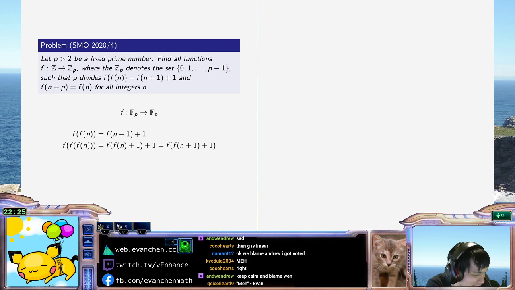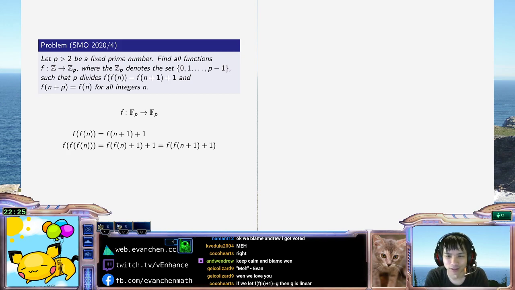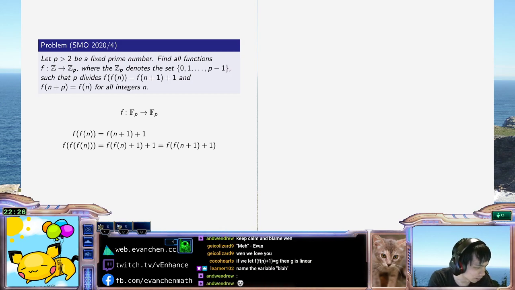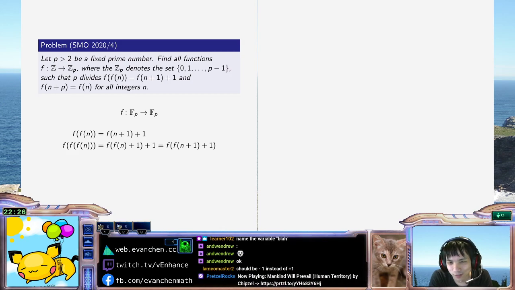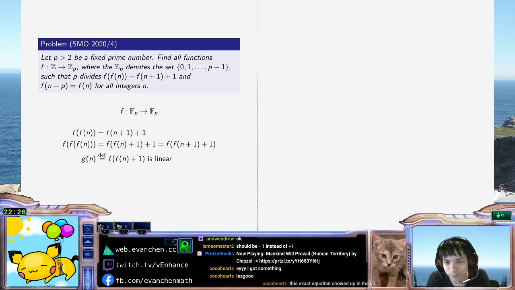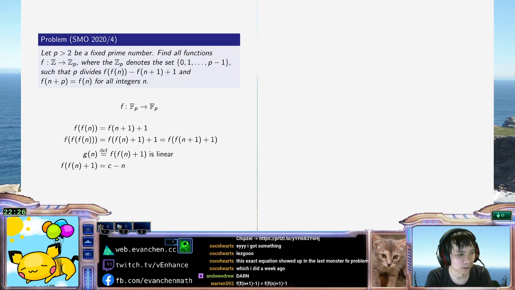I mean, it's okay. I don't know. Oh, if we let... Oh, never mind. Oh, wait, that's pretty good. So let's let g equal f, yeah, Cocoart's observation. Let's let g equal f of n plus 1. Then g is linear, with slope 1. We're working in Fp, right? Sorry, slope minus 1. So this is like c minus n for some constant c.